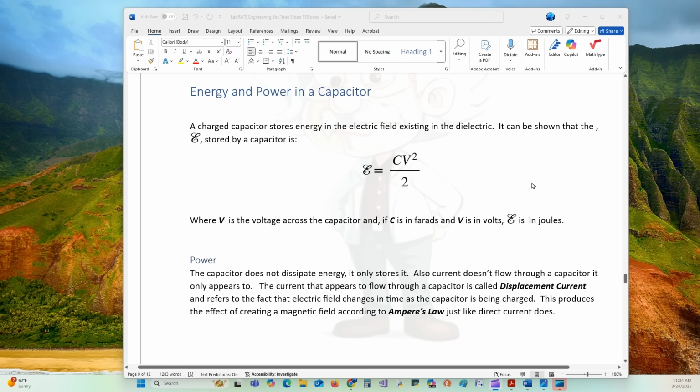Energy in a capacitor. A charged capacitor stores energy in the electric field existing in the dielectric. Dielectrics can be mica, ceramic, paper. It can be shown that the energy stored by a capacitor is equal to the capacitance multiplied by the voltage squared, all divided by 2, where V is the voltage across the capacitor, C is in farads, V is in volts, and then the energy is in joules.